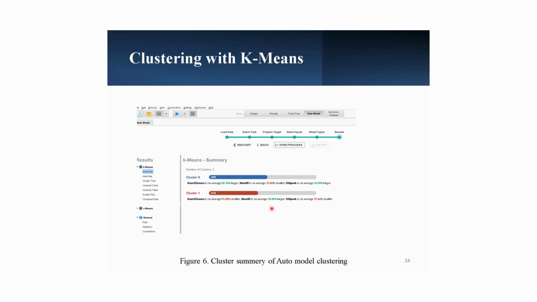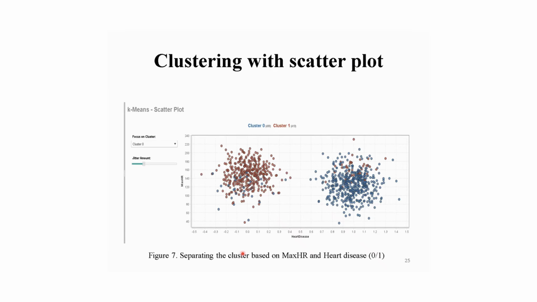Here maximum heart rate is 15.86. Here maximum heart rate is 18.89. Here also related results are there, like heat map, scatter plot, centroid table like this.